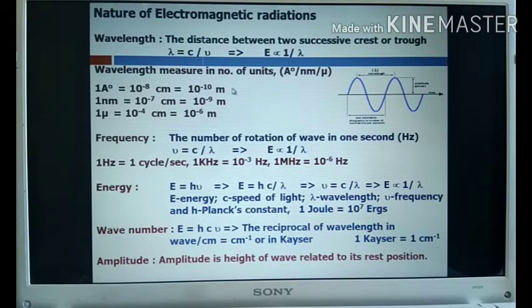Now wavelength is measured in units like angstrom, nanometer and micron. 1 angstrom is equal to 10 to the power minus 8 centimeter, which is equal to 10 to the power minus 10 meter, that you know.